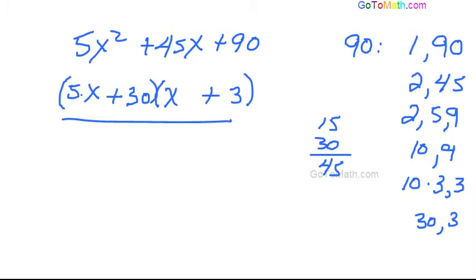Now, there's something else that needs to be said here. If we were completely factoring this, we'd want to pull a 5 out of here. It needs to be stated that if we were completely factoring, we'd want to factor out a 5. Okay.